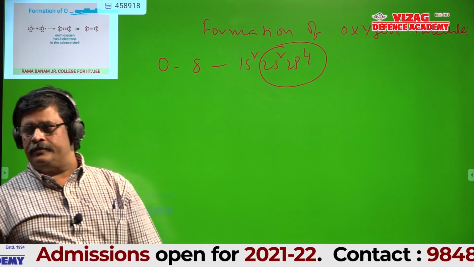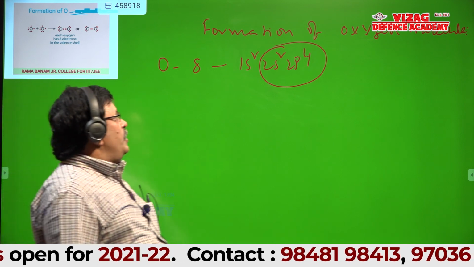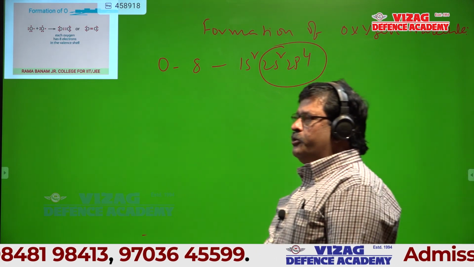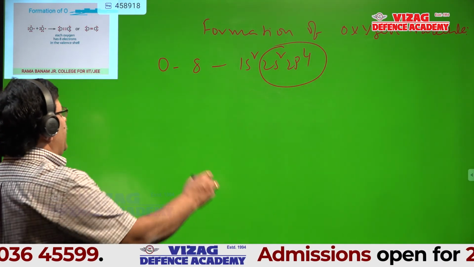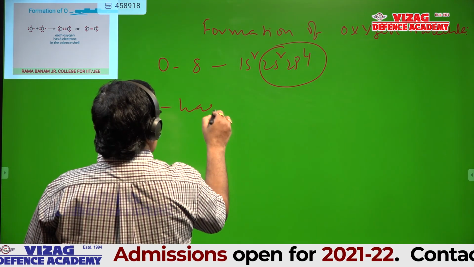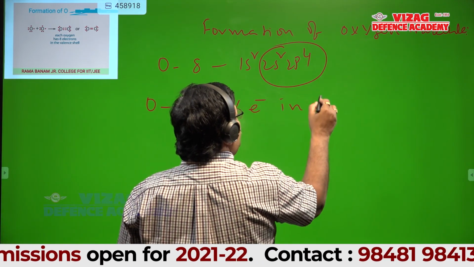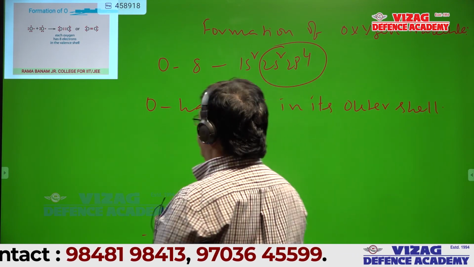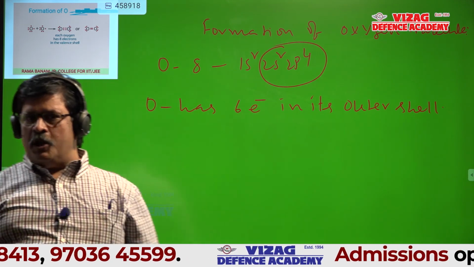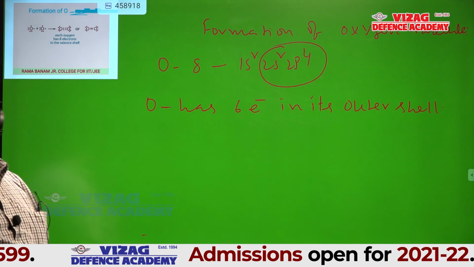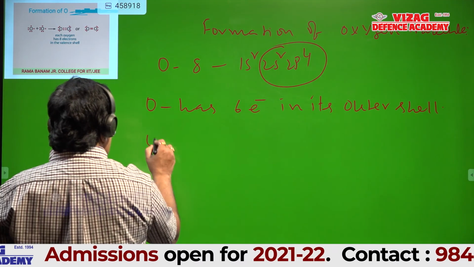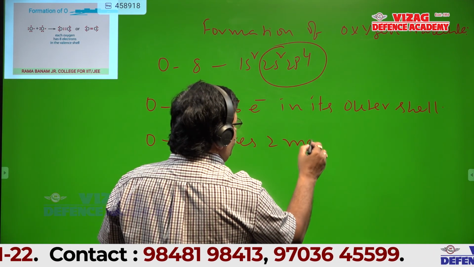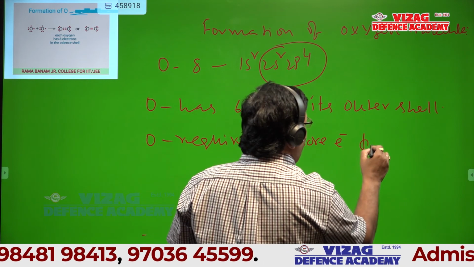Okay, now students. Oxygen atomic number is 8. The configuration is 1s2 2s2 2p4. Oxygen has 6 electrons in its valency shell, in its outer shell. So it requires how many electrons, students? 2 electrons. So oxygen requires 2 more electrons for octet.